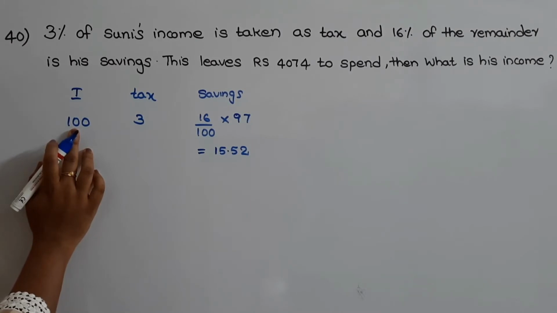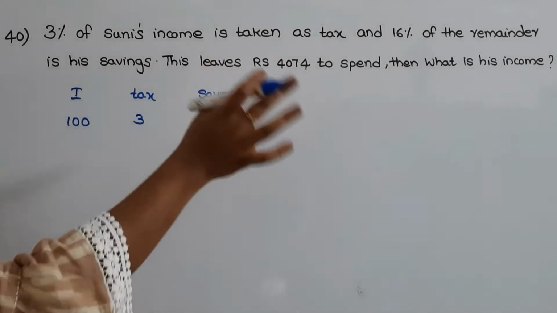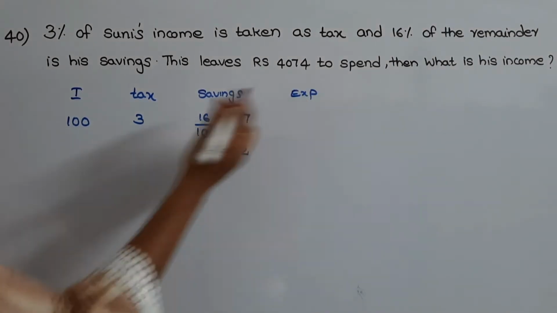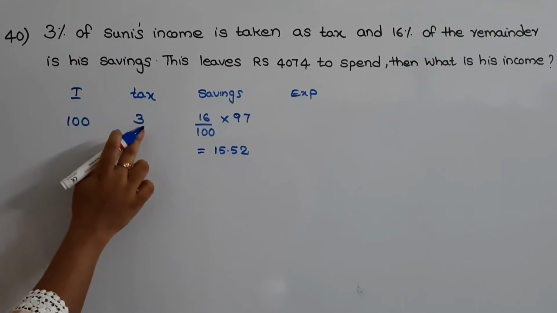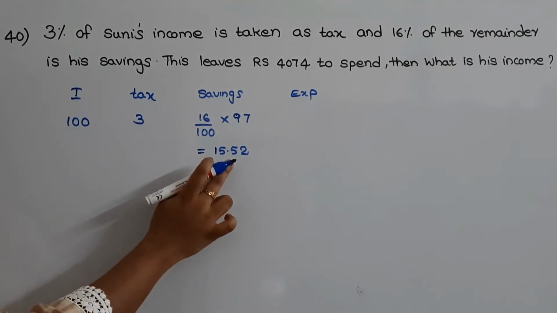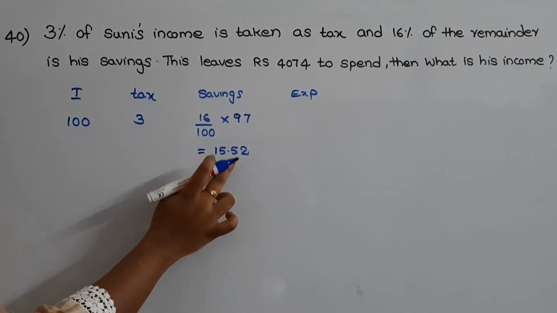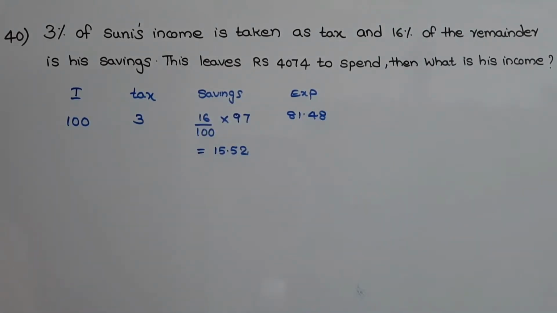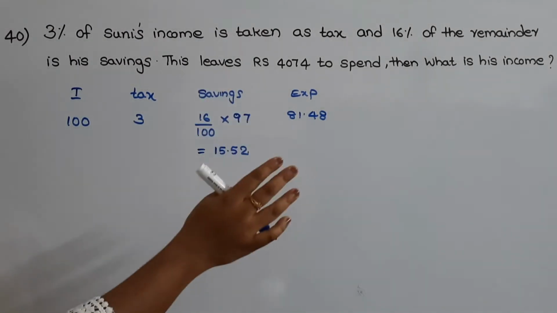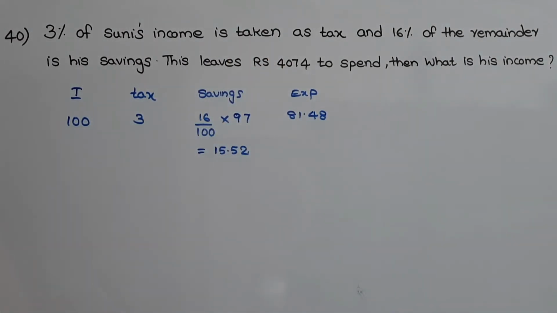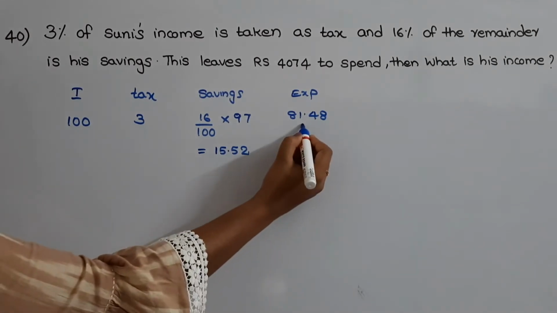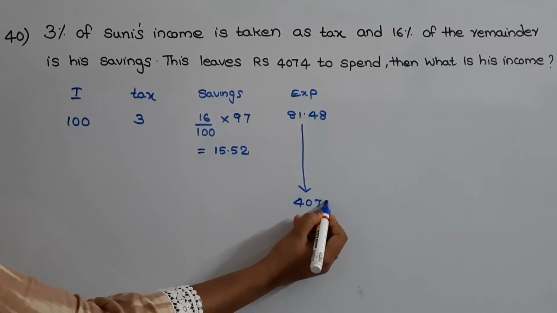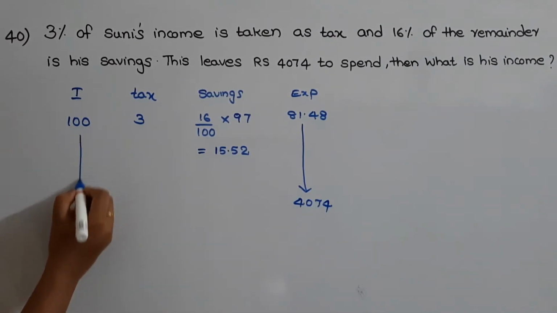Now the remainder is his expense. So what will be his expense when the income is 100? That will be 100 minus 3 minus 15.52. So you will get 81.48. But the money that he spent is given as rupees 4,074. So we can represent this 81.48 as 4,074. We need to find out his income.